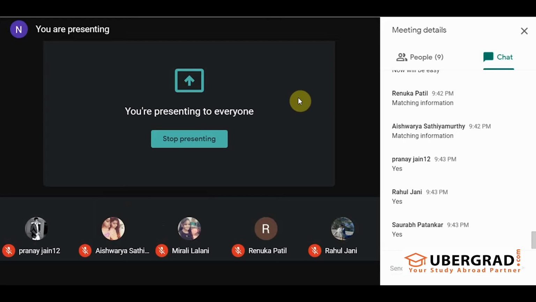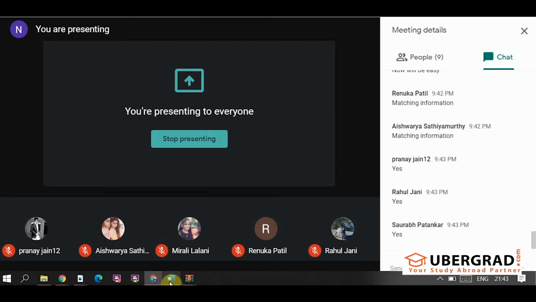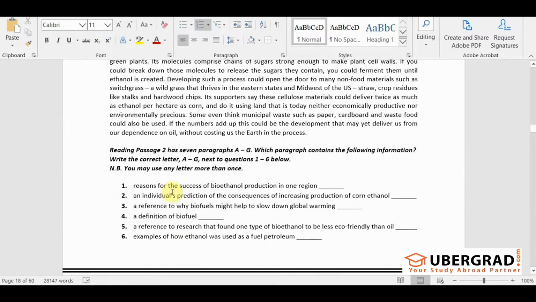See, there are two ways in which we can do it. First of all, you can take keywords from the question and search for these keywords in the passage. But sometimes on the exam day, you will not find keywords in the question. Many questions will not have any keyword. So it will become difficult at that time.